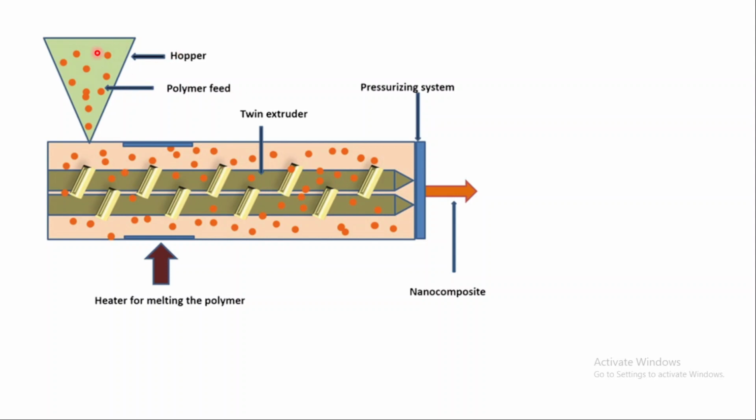Then the hopper will funnel the polymer into a heating conveyor belt. Here it's labeled as twin extruder.